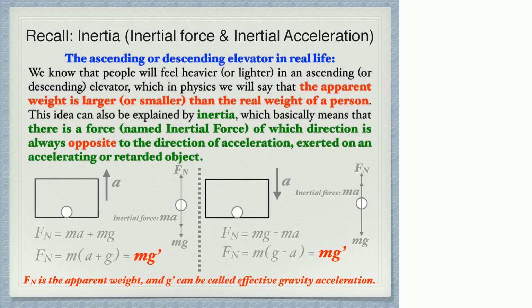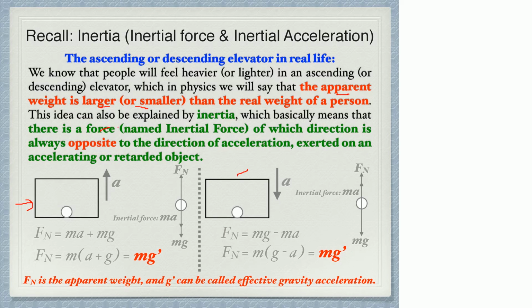Then we have inertia. Just recall what was inertia, inertial force and inertial acceleration. The ascending or descending elevator in real life. If we have an elevator like this, we know that the people will feel heavier or lighter in an ascending or a descending elevator. You might have felt that. In physics, we say that the apparent weight is lighter or smaller than the real weight of the person.